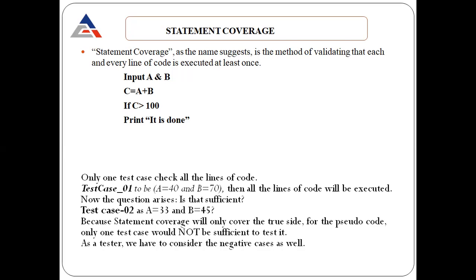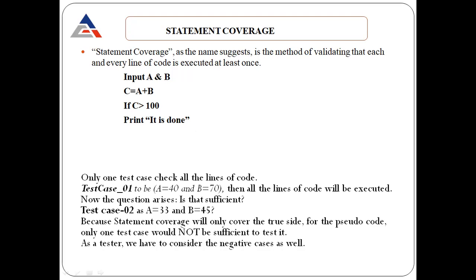Now the question arises: is that sufficient? If the value of A is 40 and the value of B is 70, you can see C will become 110, and as C, 110, is greater than 100, I will get the output. Yes, I will get the output that it is done. So if I give the input A as 40 and B as 70, then C becomes 110. As per the condition, 110 is greater than 100, it becomes true, and when it is true, it will give me the output that prints "it is done".